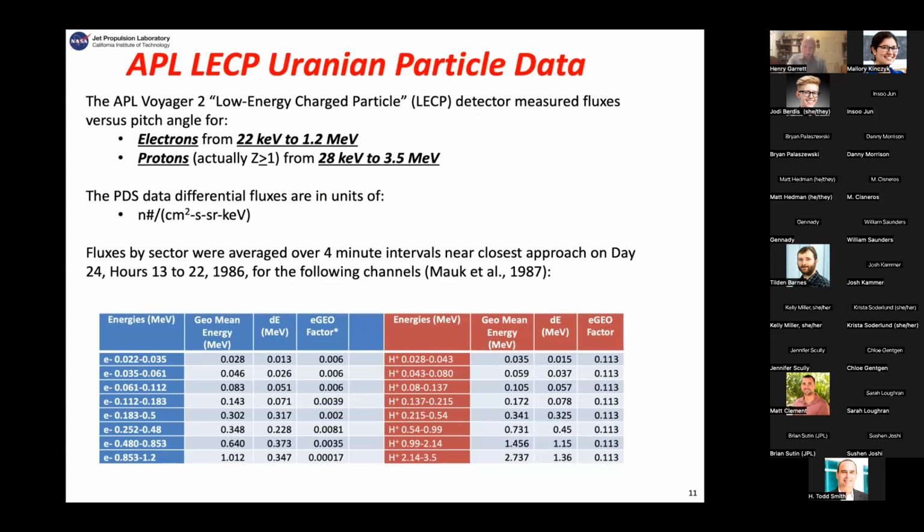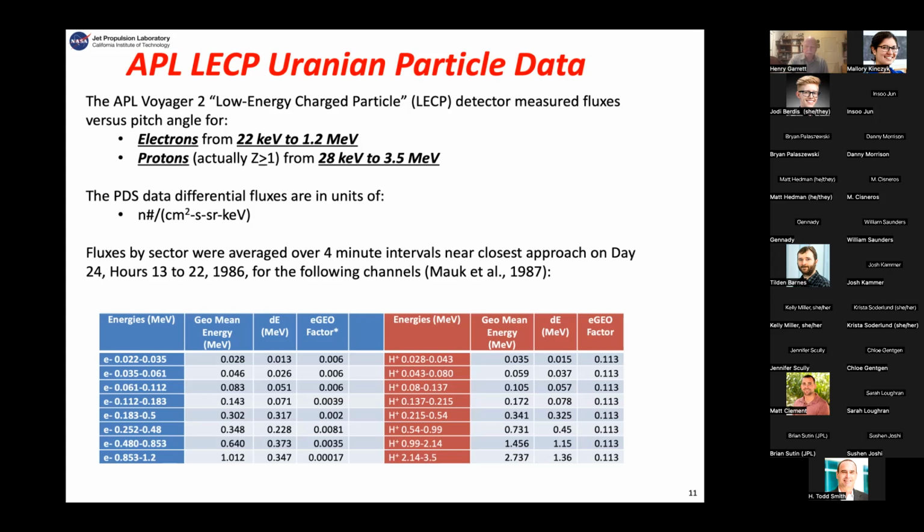Now, this is the data from the APL LECP, the low energy charged particle detector. It went from 22 keV up to 1.2 MeV for the electrons. And you can see that we're able to get a little bit more out of it by including the Caltech data from Voyager 2. The protons were measured from 28 keV up to 3.5 MeV. We normally like to go up to 10 MeV, but you get what you get, as you realize. Down below, you can see the different energy channels, and the geometric factors and so on from Barry Mauk's paper in 1987. We use that data, as you'll see in a minute.